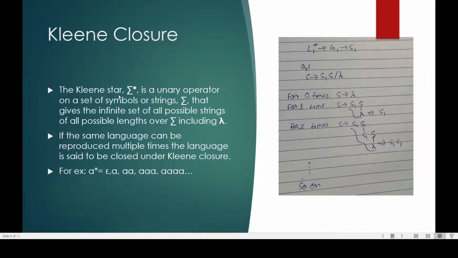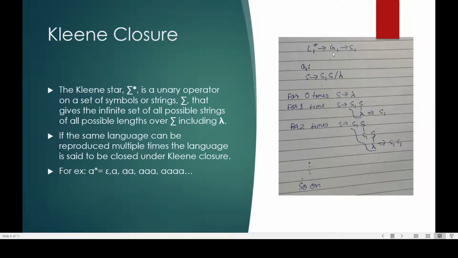I'll repeat this. The Kleene star is a unary operator on a set of symbols or strings that gives the infinite set of all possible strings of all possible lengths over sigma, including lambda. If the same language can be reproduced multiple times, the language is said to be closed under Kleene closure. So for example, if we're given Kleene star of a, it can be 0 times a, which is epsilon, single a, double a, triple a, and 4 times a, and so on. It can go on and on.